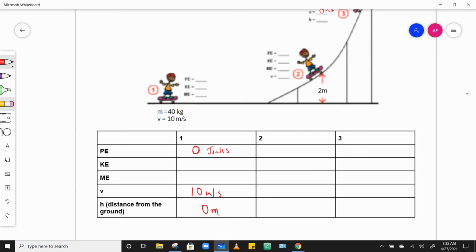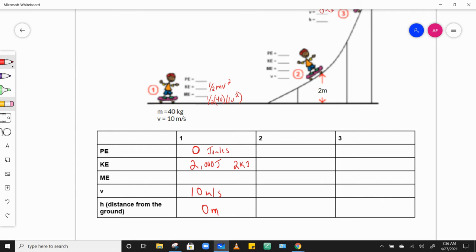Okay, now we need to calculate kinetic energy. So kinetic energy here is 1/2 mv squared. So 1/2 times 40 times the velocity, which is 10 squared. So 10 squared is 100, times 40 is 4,000. Half of 4,000 is 2,000. So the kinetic energy should be 2,000 joules or 2 kilojoules, however you want to write it.